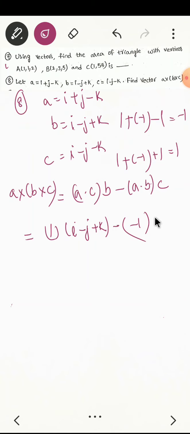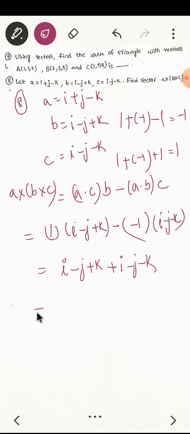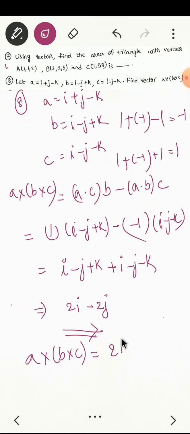So minus 1 into C, which is I minus J minus K. Minus of minus will be plus. So the total is I minus J plus K plus I minus J minus K. So K gets cancelled, and this can be written as 2I minus 2J. This is the vector of A bar cross B cross C: 2I minus 2J.